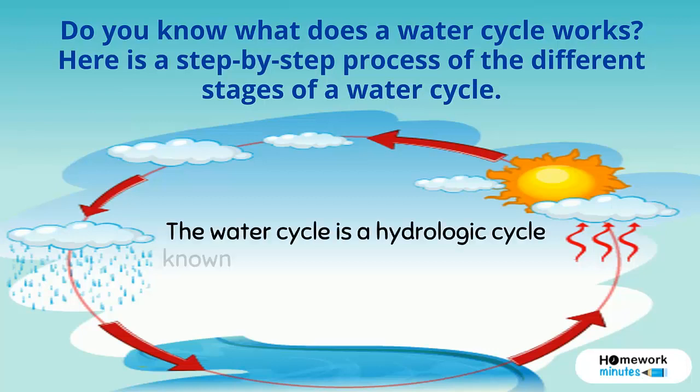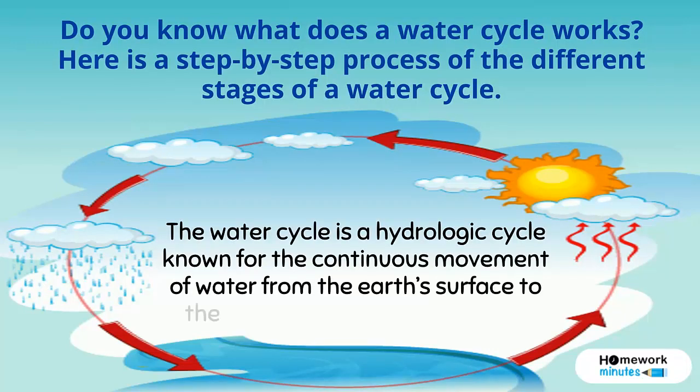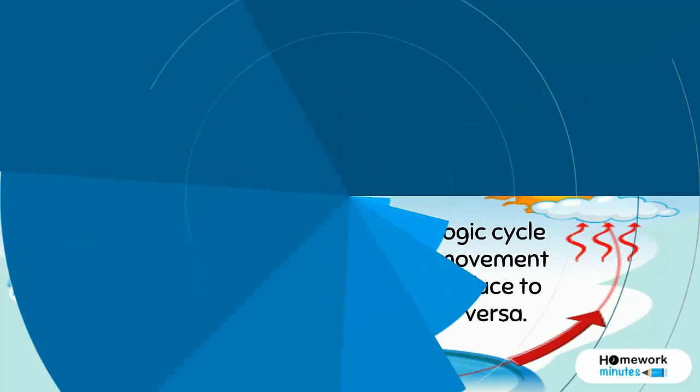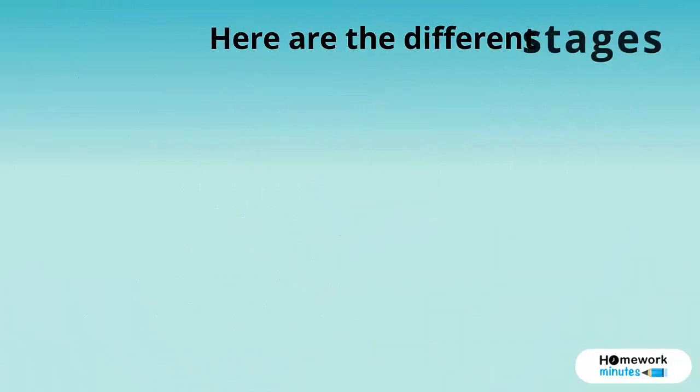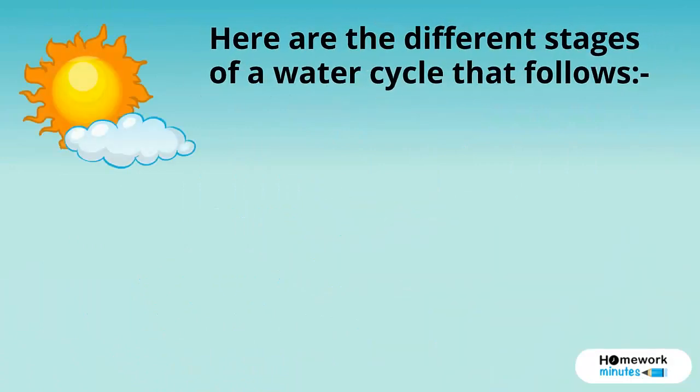The water cycle is a hydrologic cycle known for the continuous movement of water from the Earth's surface to the atmosphere, and vice versa. Here are the different stages of a water cycle that follow.